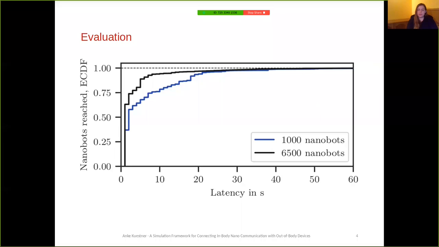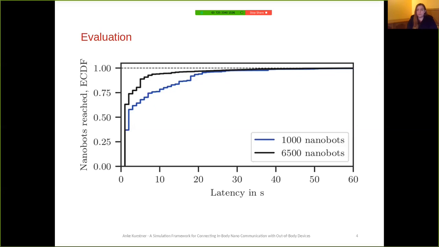In a first evaluation, we sent a packet from the smart device to the nanobots at a point in the simulation when the nanobot distribution is only changing slightly anymore. We also decided to let nanobots only try to copy that packet to other nanobots once per simulation second. So now we have 2 scenarios, one with 1,000 nanobots and one with 6,500 nanobots. In the beginning, you can see that there is a strong increase in nanobots receiving the packet. It takes 1 second for the large population to reach half of all nanobots, and it takes 2 seconds for the small population.